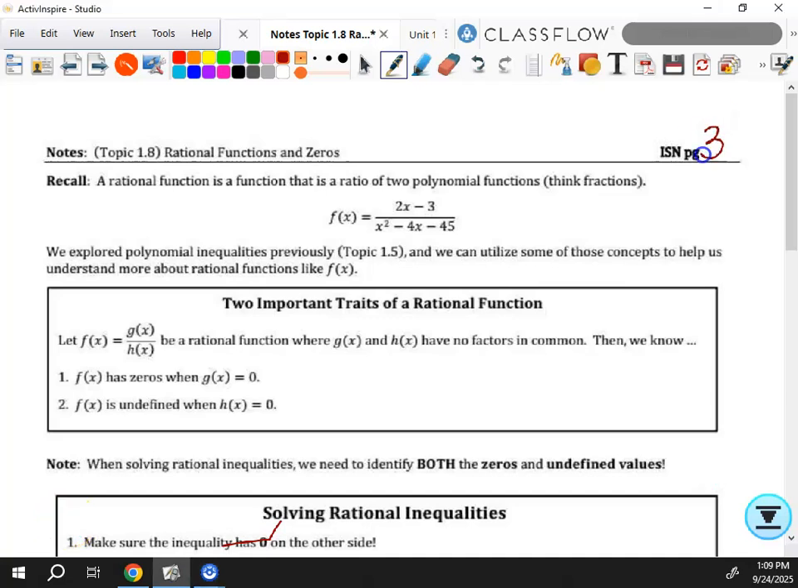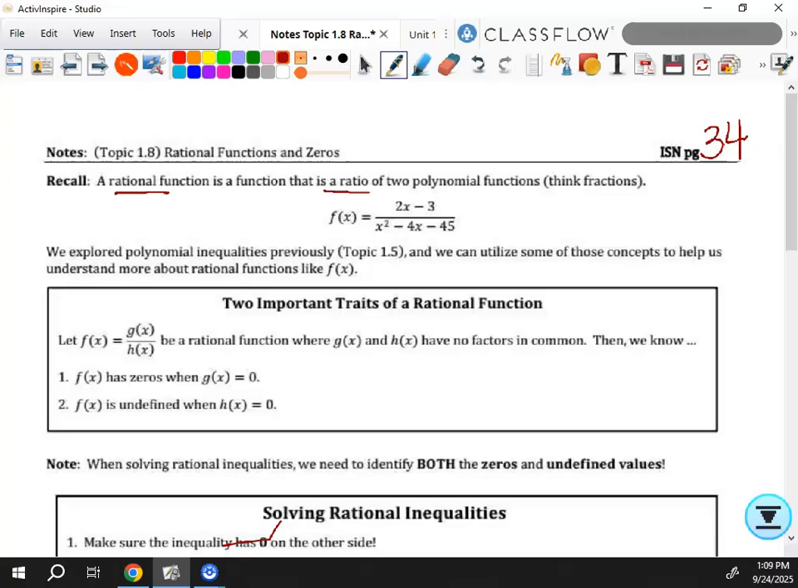So this is going to page 34 when we're done. So we're going to look at rational functions and our zeros. All right, so again, to recall, I've said this a few times, a rational function is just a ratio, think fractions. The denominator has to have a variable in it, all right?